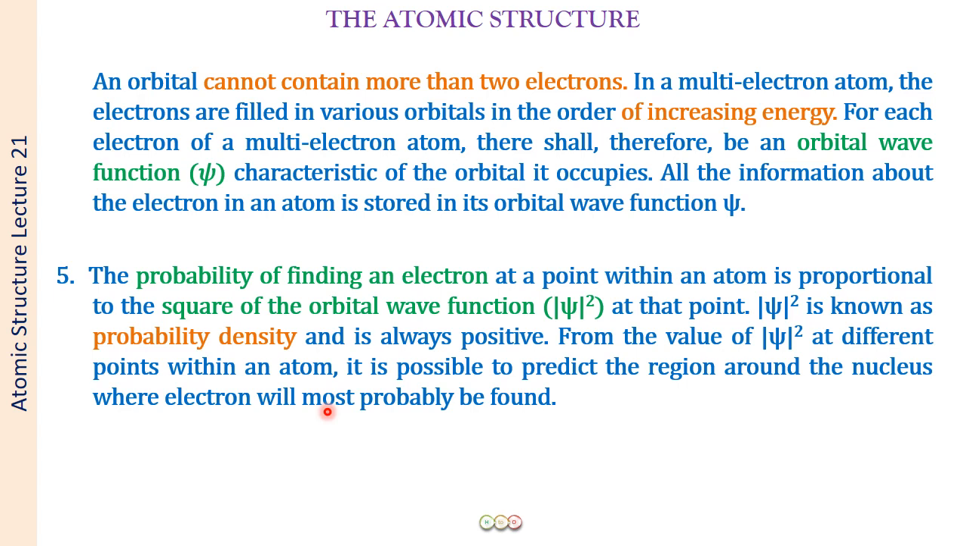This you will understand when we discuss the shapes of various orbitals. We will be plotting graphs between psi square and the radius, the region in which the electron can be present, so you will understand that better. So how we get all these values, how we get the shapes of the orbitals and so forth.